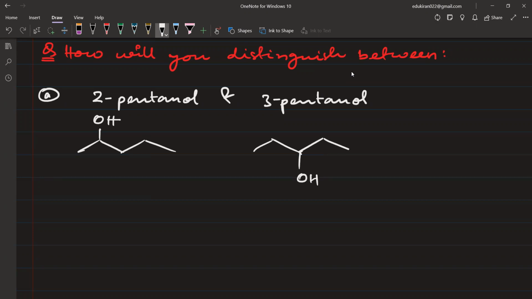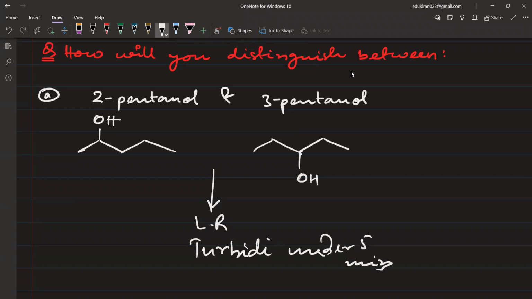Yes, sir, both are 2 degree. So how will you distinguish them with Lucas reagent? Lucas reagent will only be used if you have 1 degree or 2 degree, 2 degree or 3 degree, or 1 degree or 3 degree. Between 2 degrees, what will be the difference, guys? If I react both of them with Lucas reagent, I will be getting turbidity under 5 minutes, yes or no? Yes, sir, both of them will give. So how can we distinguish with Lucas reagent?